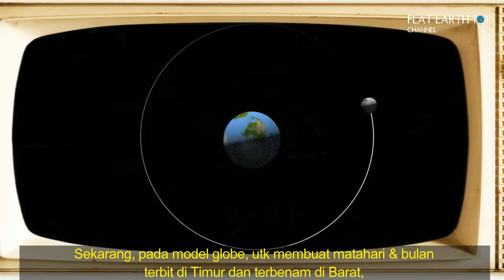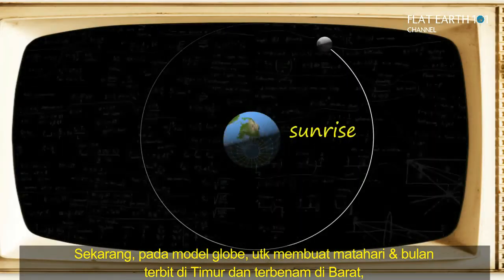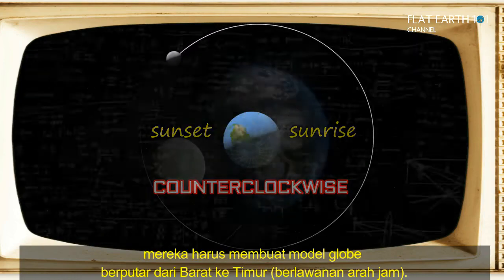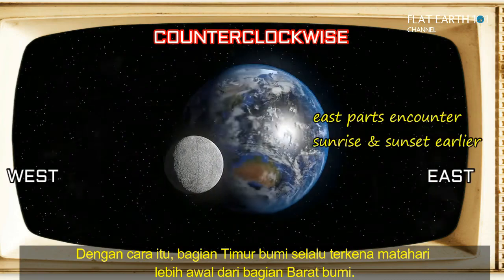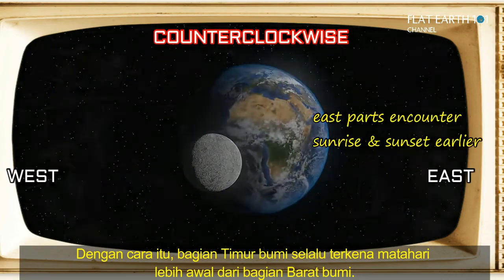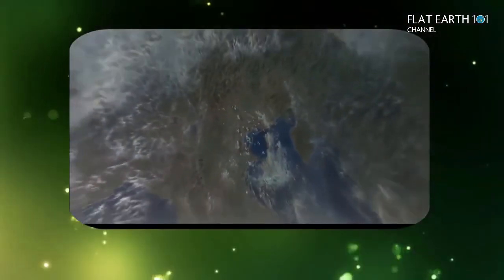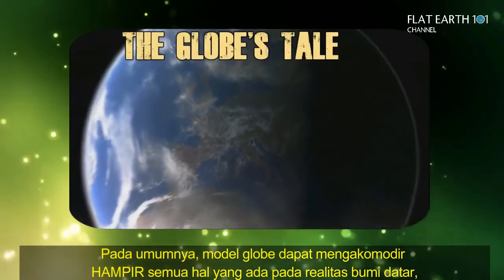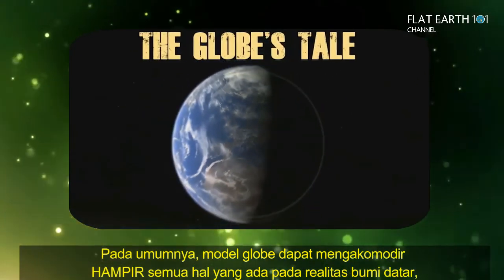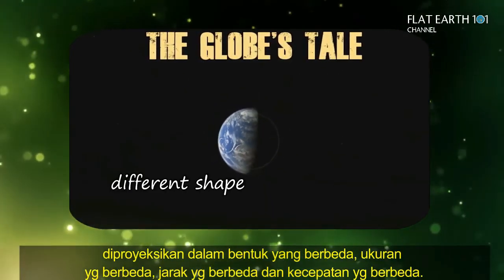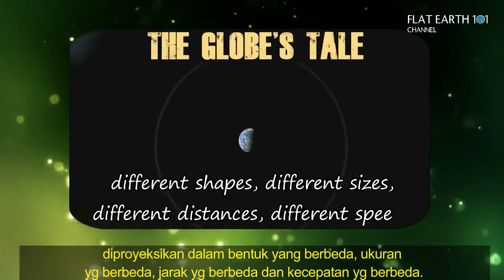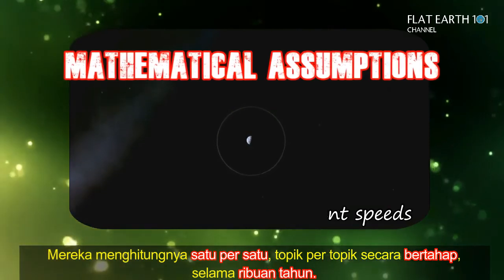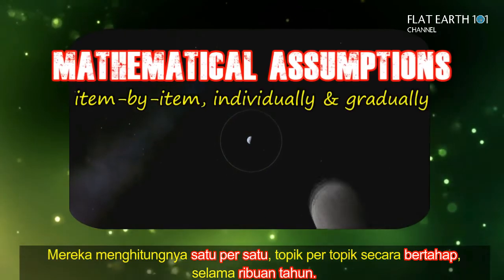Now, in the globe model, in order to make the sun and the moon rise in the east and set in the west, they have to make the globe model rotate from west to east. In this way, the east side of the earth encounters the sun earlier than the west side of the earth. Most of the time, the globe model can accommodate almost everything from flat earth reality, projected in different shapes, different sizes, different distances, and different speeds. It's only mathematical assumptions.